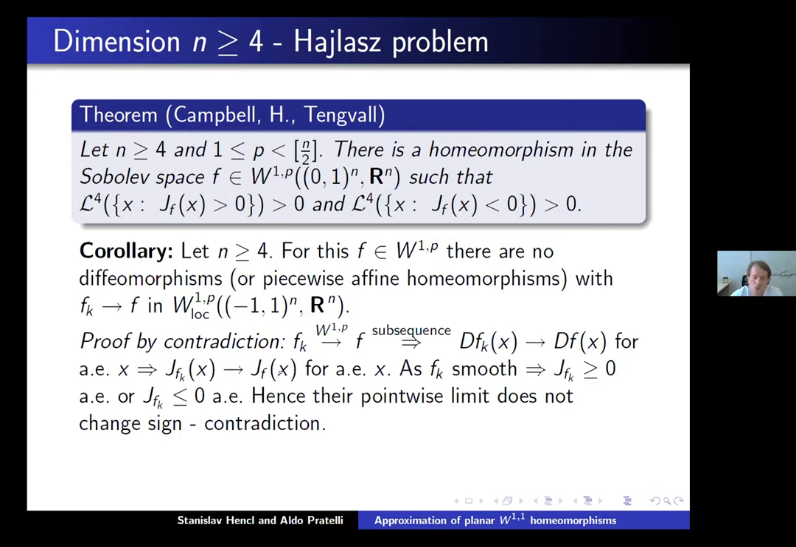It converges to the Jacobian almost everywhere. So the limit of the Jacobian, the limit function, must also satisfy that the Jacobian is non-negative almost everywhere. But the Jacobian is changing sign. So we have a good prediction, and really this cannot be approximated.